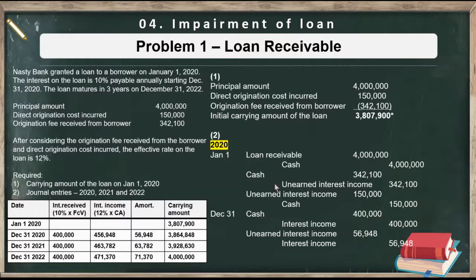Another question, how much is the interest received on December 31, 2020? So, the interest received is 400,000. That would be the answer.